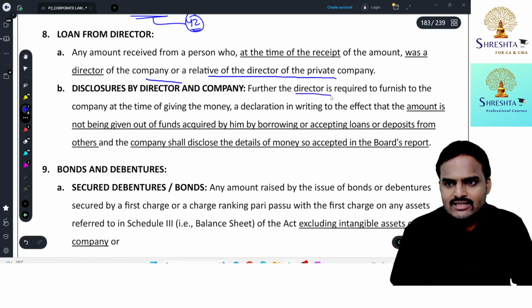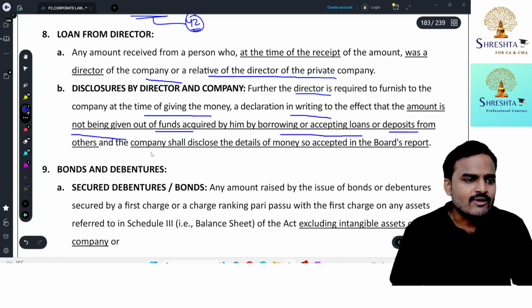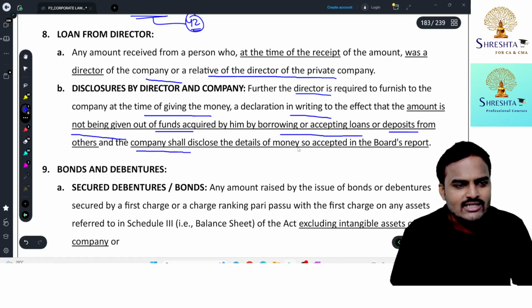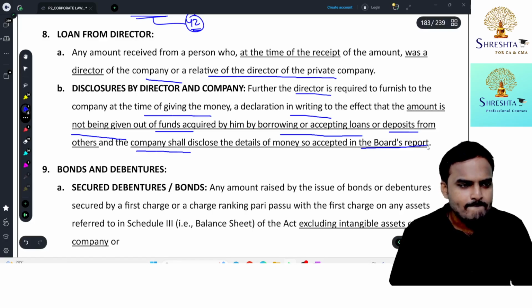So further, the director is required to furnish to the company at the time of giving the money a declaration in writing to the effect that the amount is not being given out of funds acquired by him by borrowing or accepting loans or deposits from others, and the company shall disclose the details of money so accepted in the board report. If all these conditions are satisfied, then not a deposit.